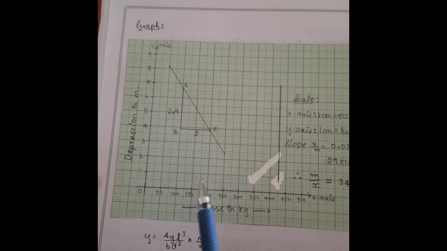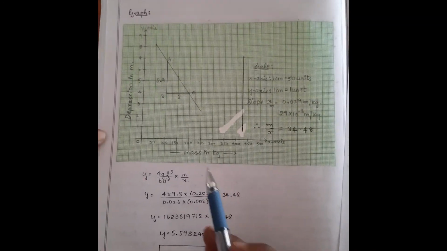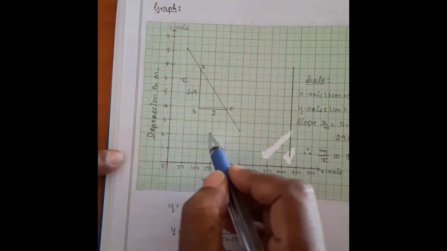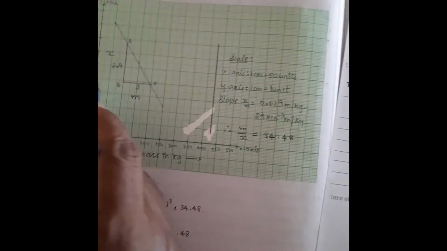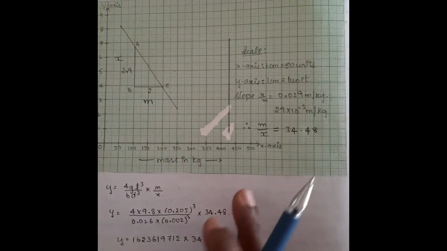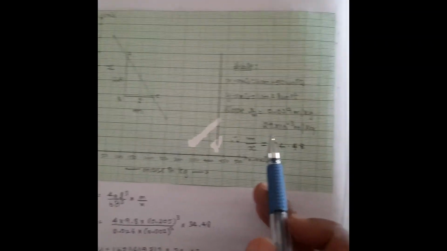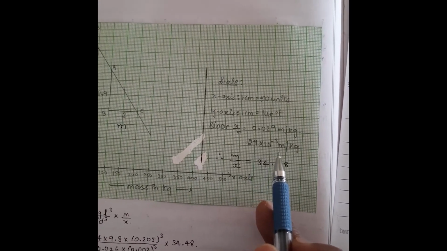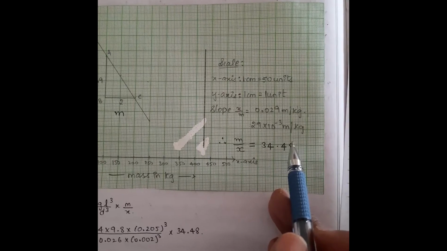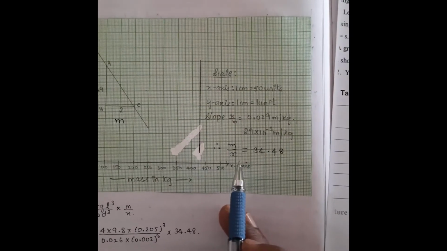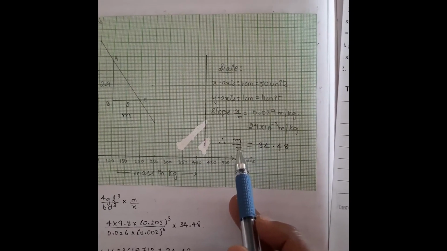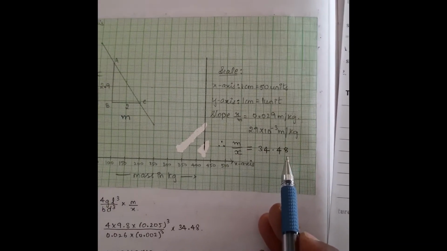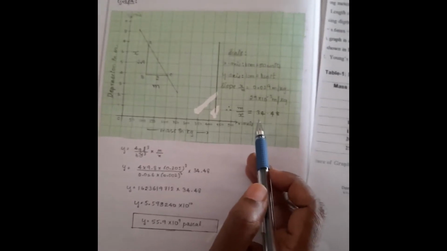Slope is nothing but x by m. This is the depression x, and this is the mass m. So x by m is obtained. The slope will be recorded here, and when we calculate the slope, the value will be 29 into 10 to the power of minus 3 meter per kg. This is the value of the slope, and when we invert this value we get m by x, that is equal to 34.48. So this is the method of calculating m by x.